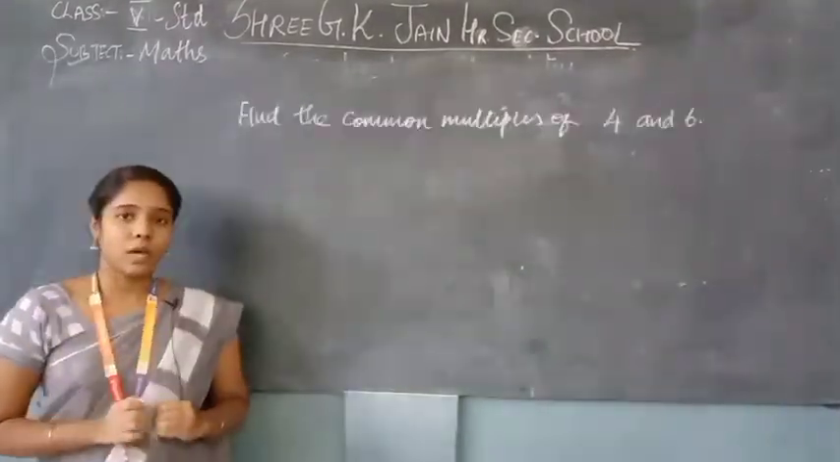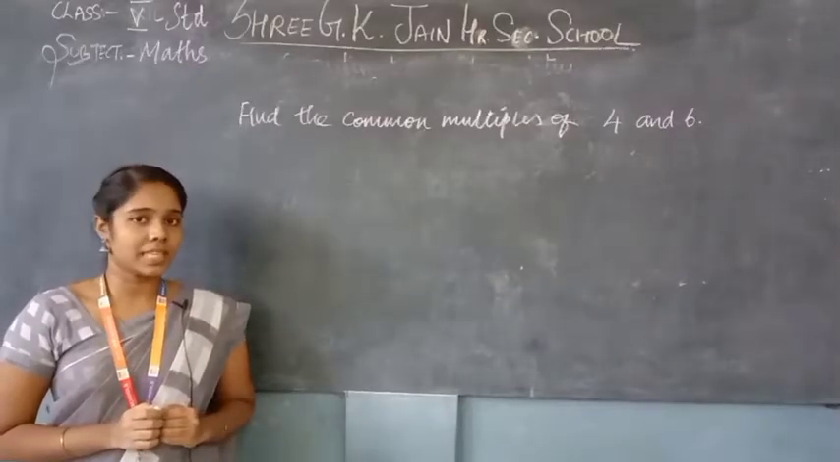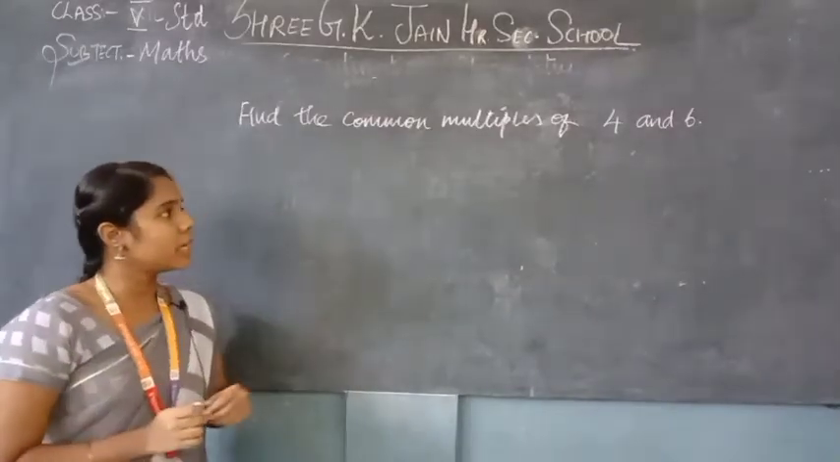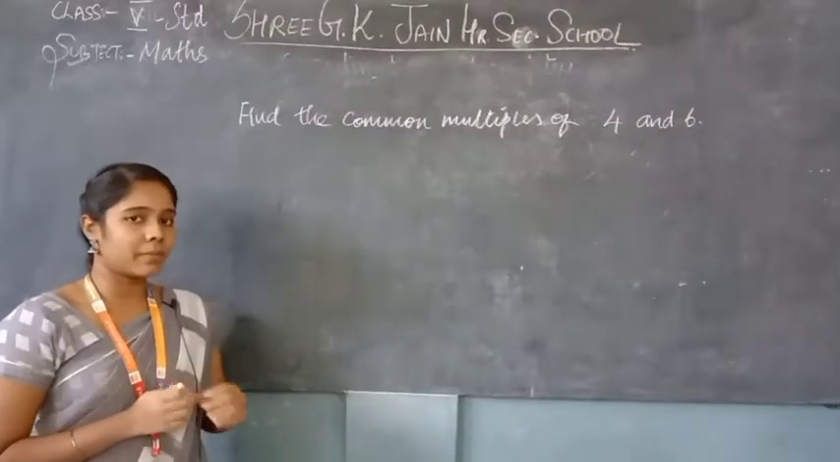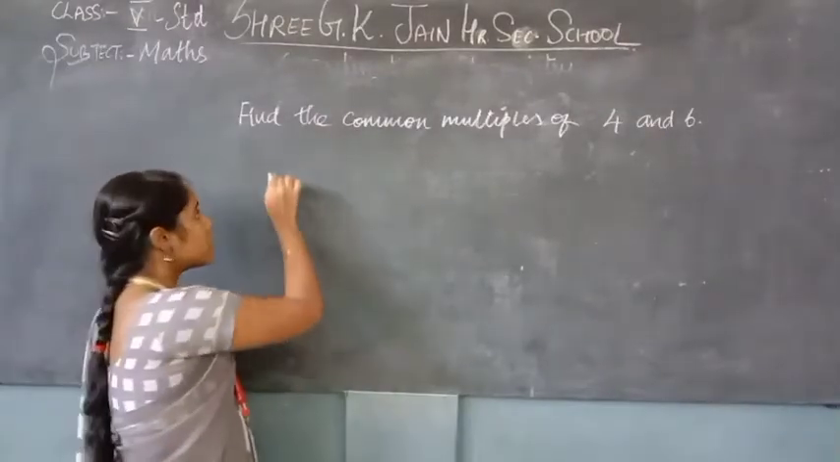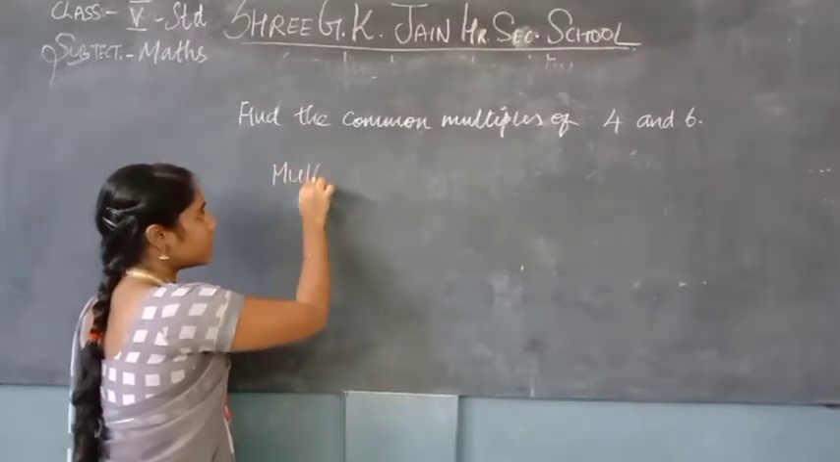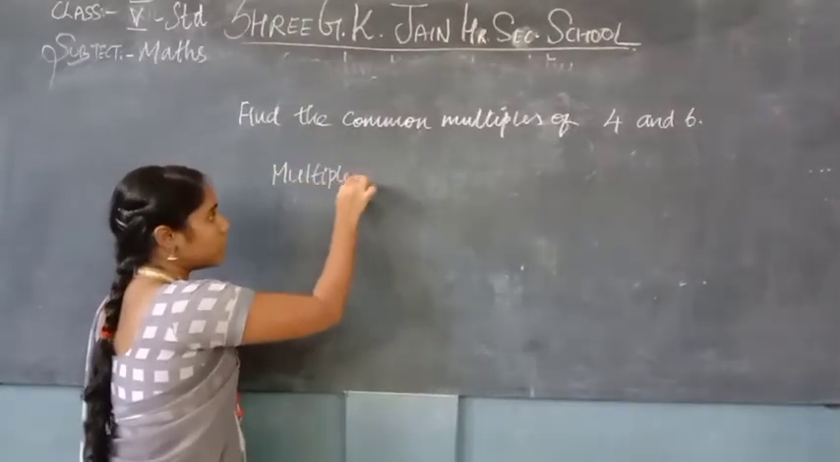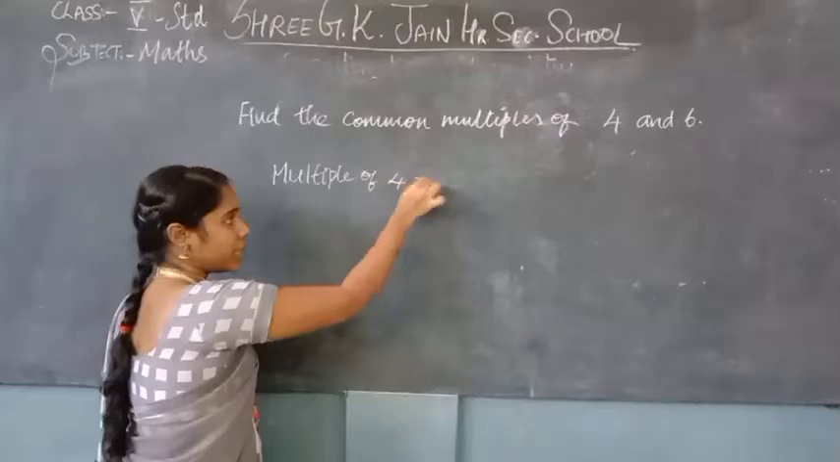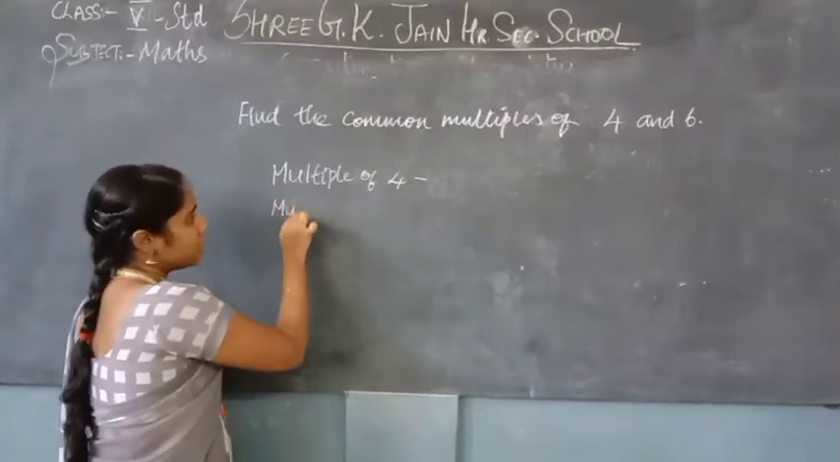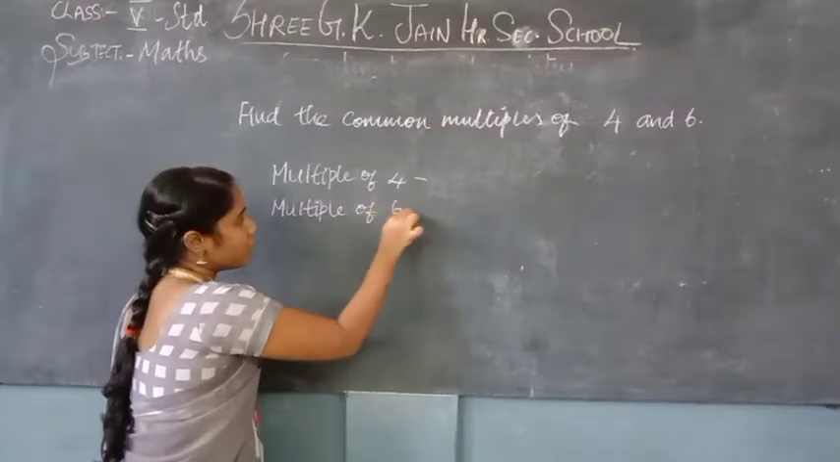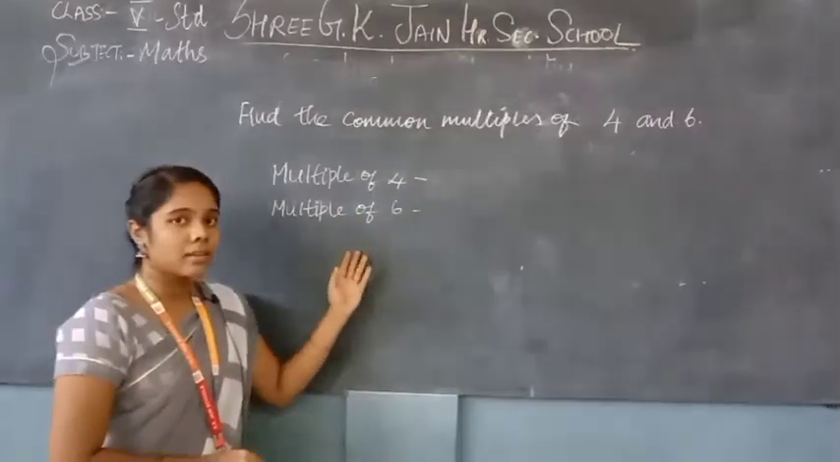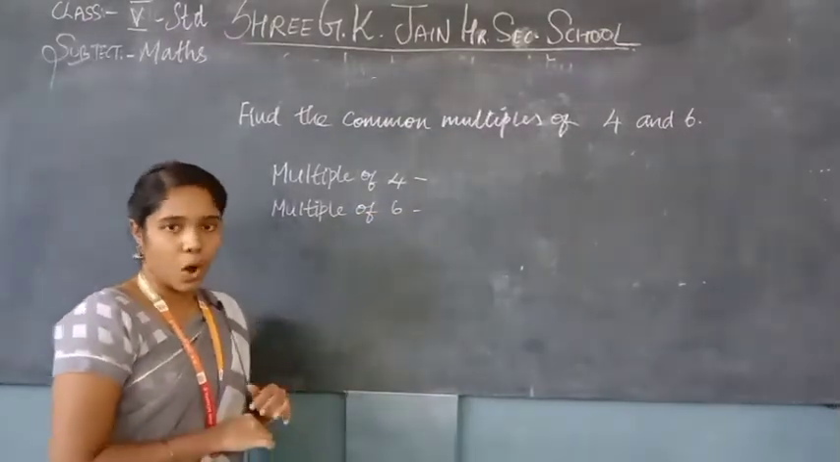Okay children, now shall we do another problem? Find the common multiples of 4 and 6. You know the steps very well, right? First we find the multiples of 4, then the multiples of 6, and then we find the common multiples.